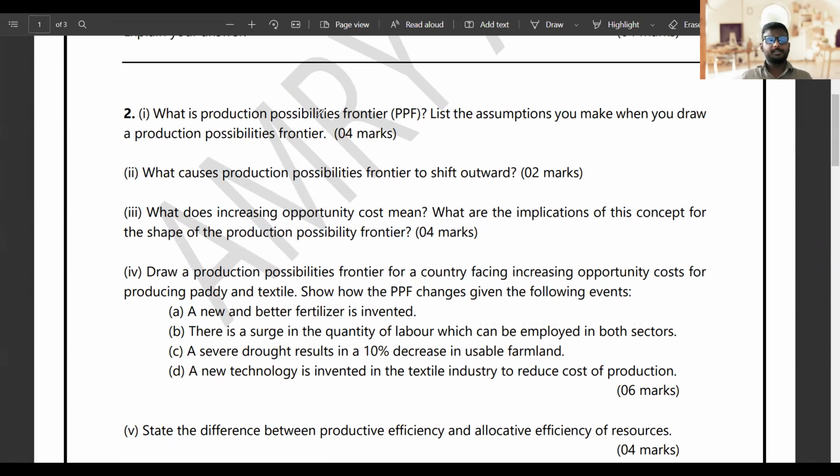Right. So first question, very simple question. What is PPC? And then list the assumptions you make when you draw a production possibility curve. So list me the assumptions quickly.